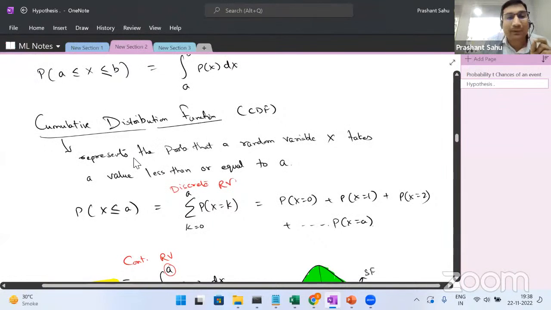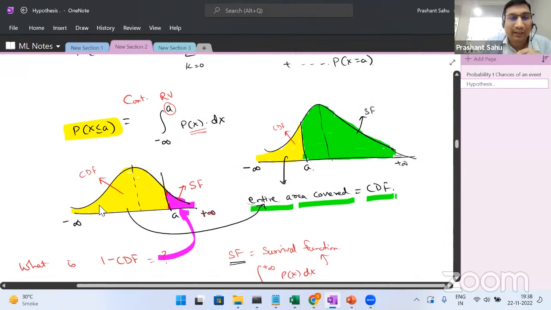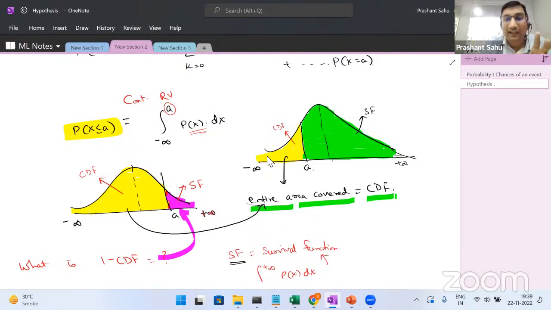Okay, so what does CDF represent? CDF represents the probability that a random variable x can take a value which is less than or equal to some value A. So how do I define that? You can see it here. P of x less than or equal to A, mathematically we can represent it this way, minus infinity to A. That is basically integration from minus infinity till that A. This yellow highlighted area, that is called your CDF. So that is the cumulative probability that your random variable x can take a value less than or equal to A from minus infinity till that point.